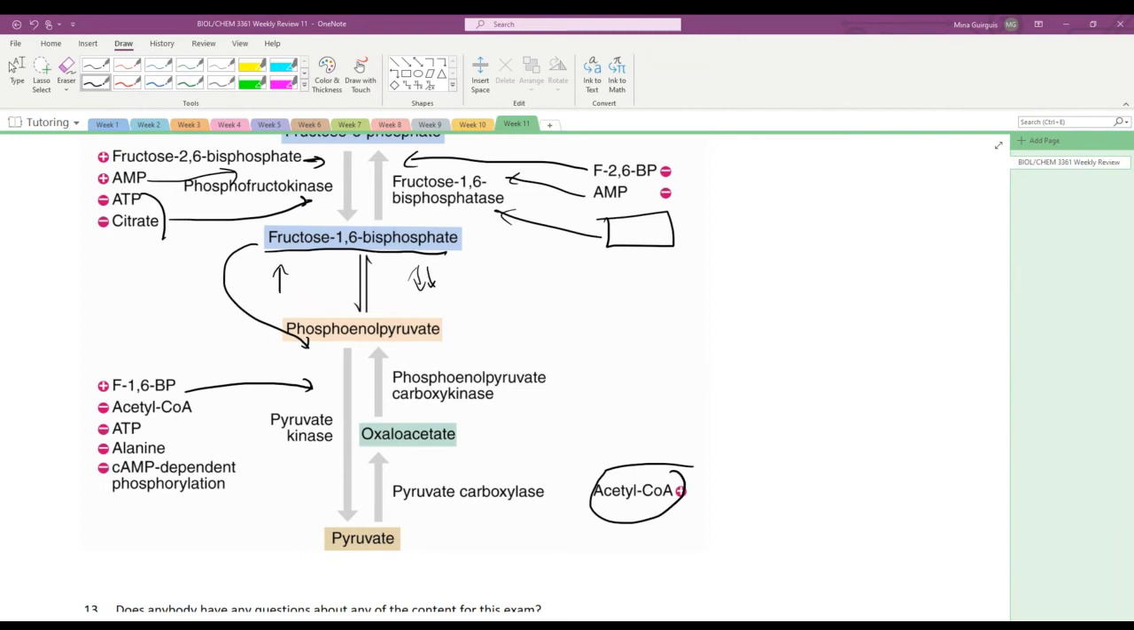That's why it's governed by the energy status. High energy, pyruvate is going to be used to make glucose, to make glycogen, or to make glucose for the brain. At low energy, glucose is degraded, we get more ATP, we're happy. Okay? That's what it really comes down to.